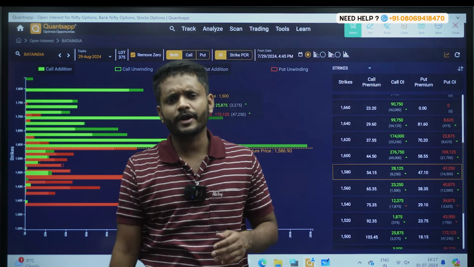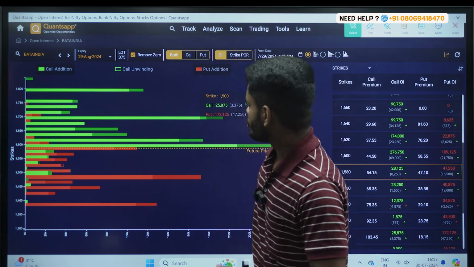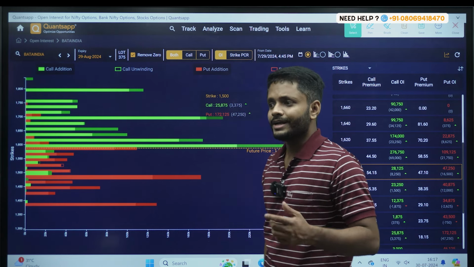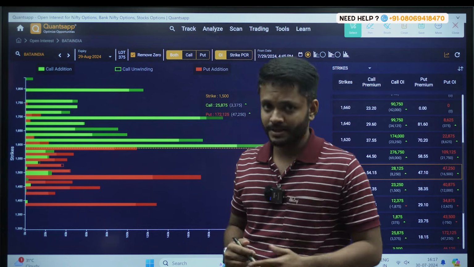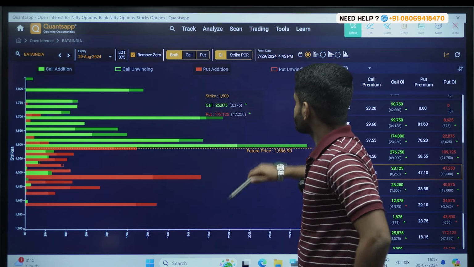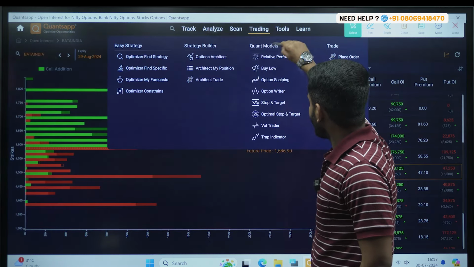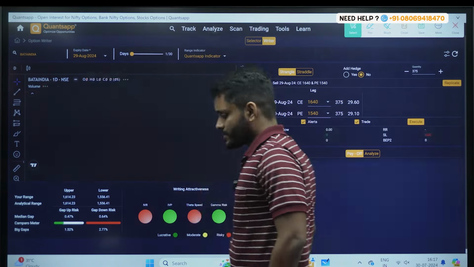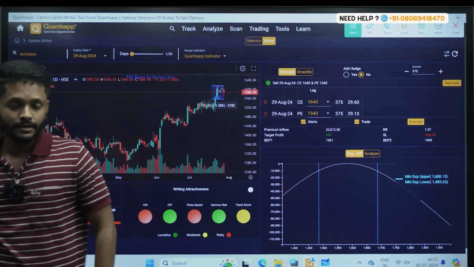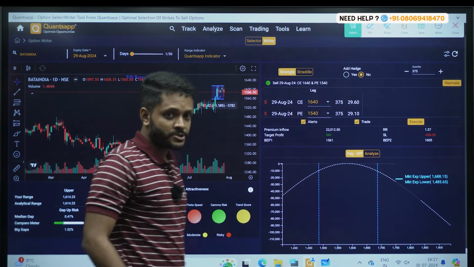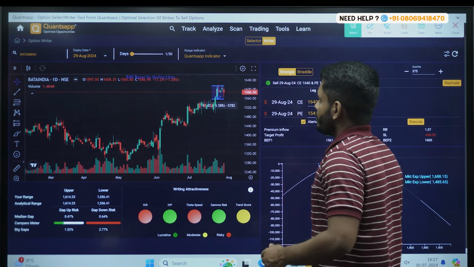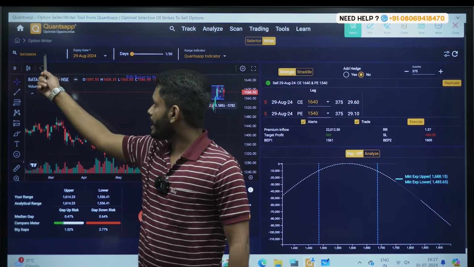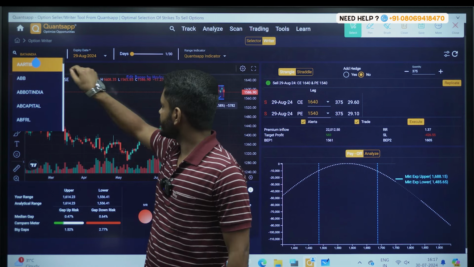So there are n number of factors which you are supposed to consider. It is manually not possible to consider everything and decide a proper strike wherein I can execute my sell positions. Correct. So let me go to trading and under quant models, see option writer. What this option writer offers you is, say for example, you want to execute a sell position in Bata India.